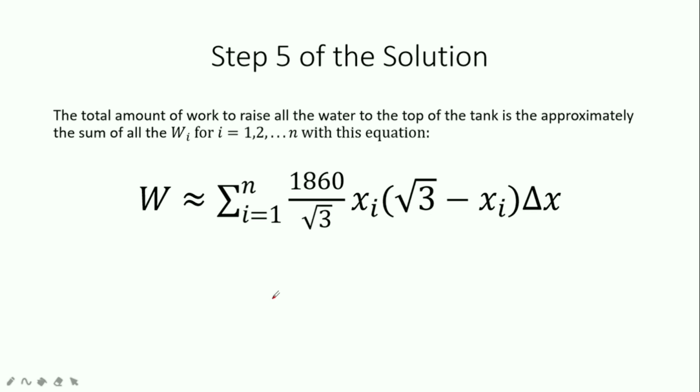We are now at the final step of the solution. For this part, the total amount of work to raise all of the water to the top of the tank is approximately the sum of all the values of W sub i for i equals 1, 2, and so forth, up to n, using this equation. Work is approximately equal to the sum from i equals 1 to n of 1860 over square root of 3 x sub i times square root of 3 minus x sub i times delta x.